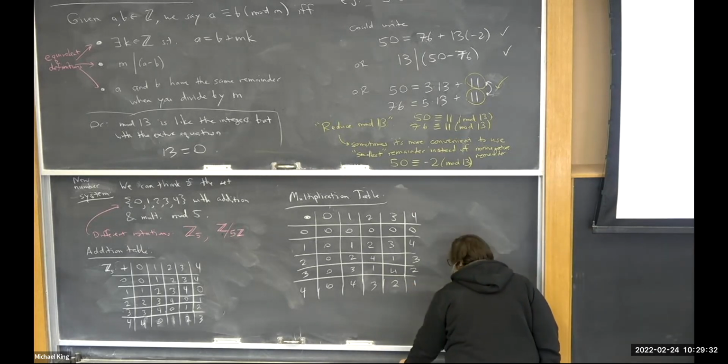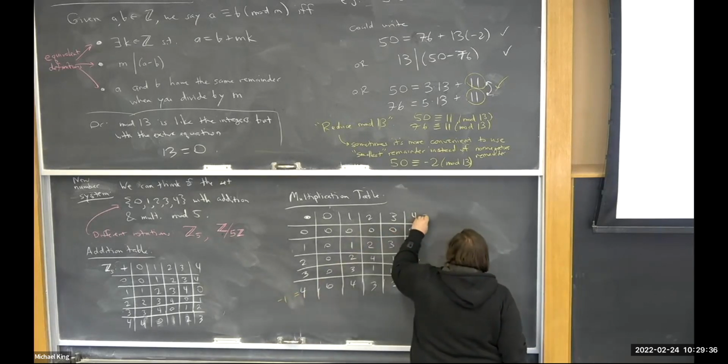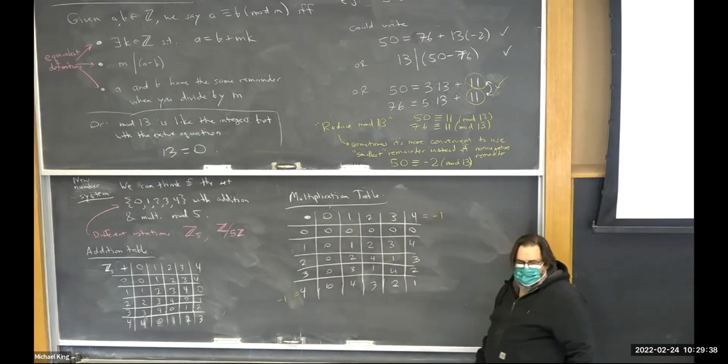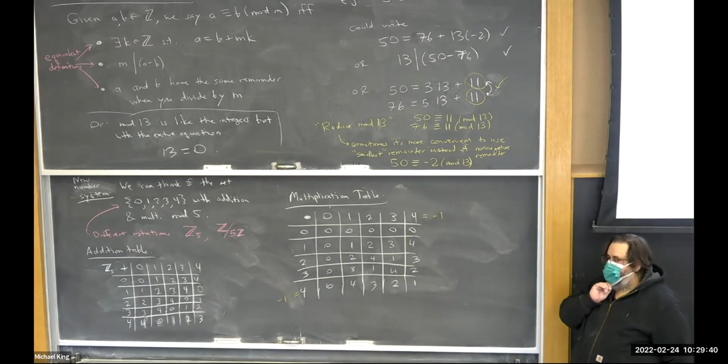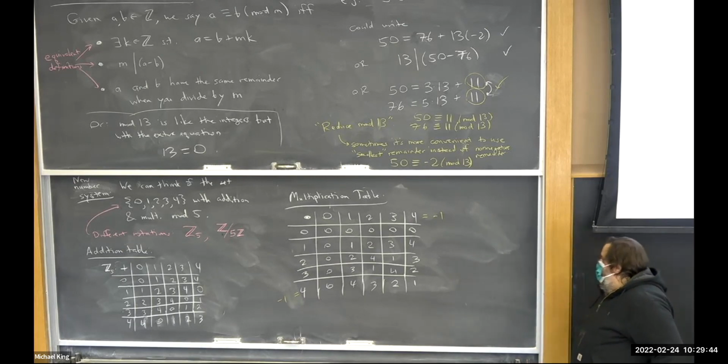That's one of those places where it might even be easier to think of this as -1, because -1 times -1 is 1. Okay, so you can do this. You can do this for different mods, and there's actually a lot of interesting structure here.